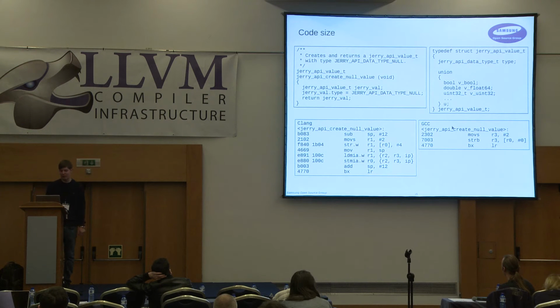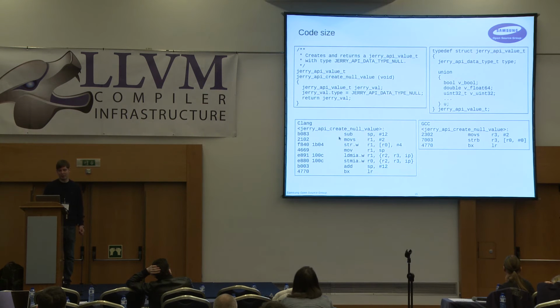Looking at the GCC-generated code, we can see this is actually quite compact. It's just 6 bytes. And we have this move instruction here. The 2 is actually coming from this constant here. This type is an enum, and GCC uses an 8-bit value for that enum, and just writes it and then returns.